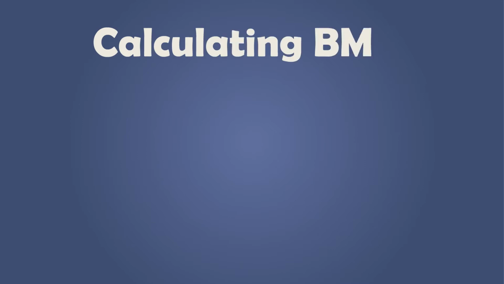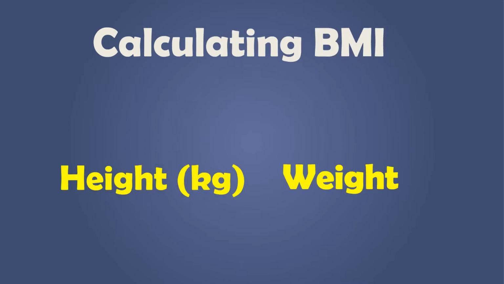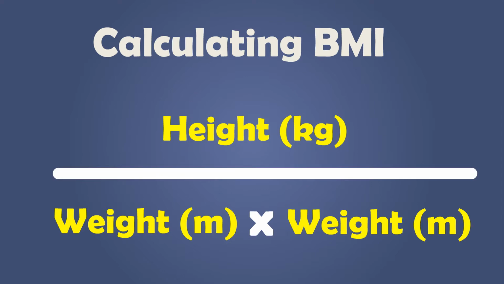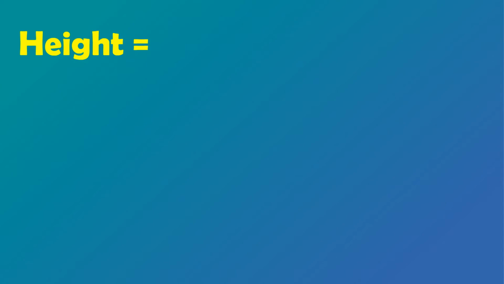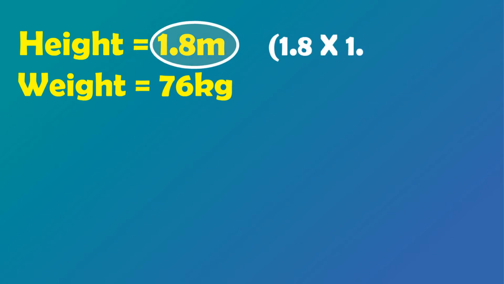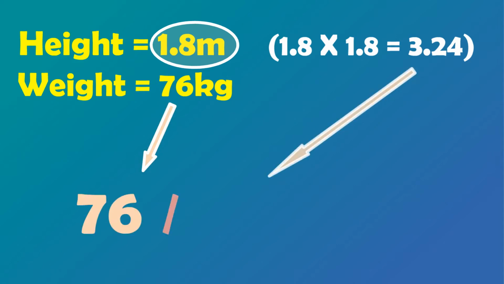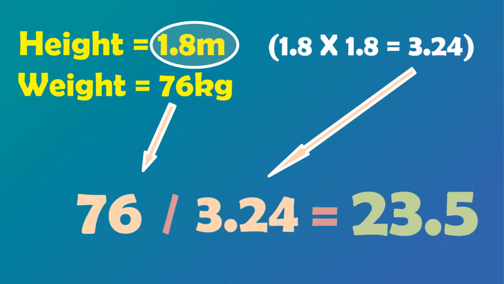To calculate your BMI, you just need to know your height and weight. Take your weight measurement in kilograms and divide it by your height measurement in meters squared. For example, if your height is 1.8 meters and your weight is 76 kilograms, you just square your height measurement first, and you will get 3.24. Now, take your weight measurement, which is 76, and divide it by the earlier number. So 76 divided by 3.24 is 23.5.